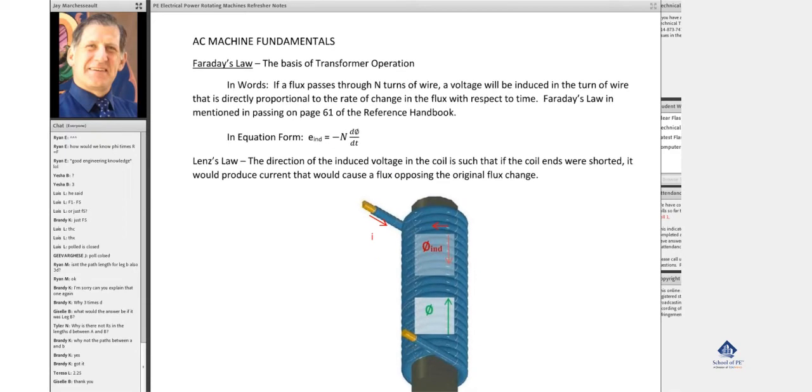Let's get into AC machine fundamentals. Now, some of this stuff is not explicitly stated in the handbook, but is important for understanding the concepts. These formulas, I'm not expecting you to try to memorize anything that's not there, but you do have to remember the mechanics of how these machines operate.